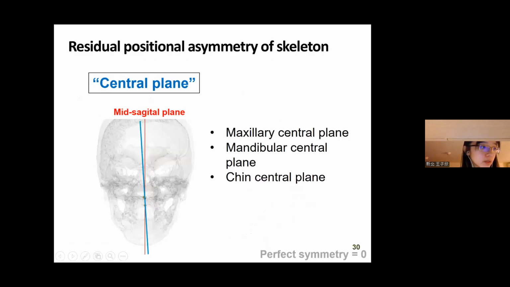For maxilla, mandible, and chin, central planes were constructed. If the plane overlaps perfectly with the mid-sagittal plane in 3 dimensions, the plane reaches perfect symmetry. If perfect symmetry is not achieved, there is residual asymmetry of the skeleton. Then shift, roll, and yaw asymmetry will be calculated.